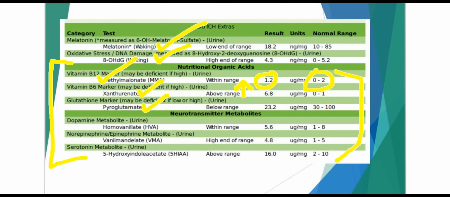Lastly, you can see the neurotransmitter metabolites, so the dopamine metabolite, HVA, the norepinephrine and epinephrine. Epinephrine is another name for adrenaline. The metabolite of those is VMA, and then the serotonin metabolite is 5-hydroxyindoleacetate. So we can see the organic acids there on that page, and that gives you an overview of all of the hormones and metabolites that we're looking at with the Dutch Complete.